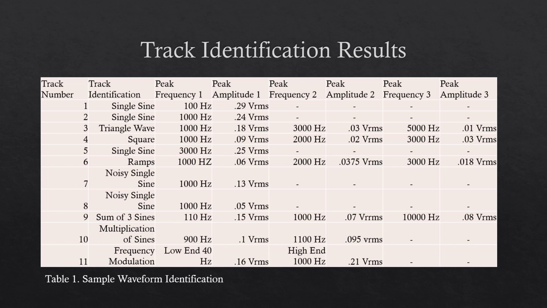We also were able to see the sum of three sine waves where each sine could very easily be picked out of the power spectra. The multiplication of sines you see as kind of a middling point at about 1,000 hertz with plus or minus 100 hertz on either side. And frequency modulation, you would see the frequency range from about 40 hertz to about 1,000 hertz.